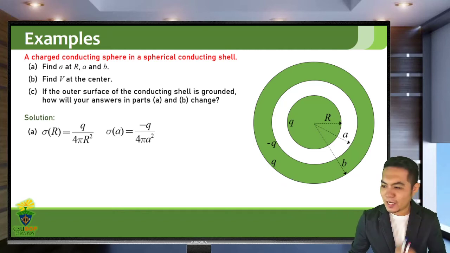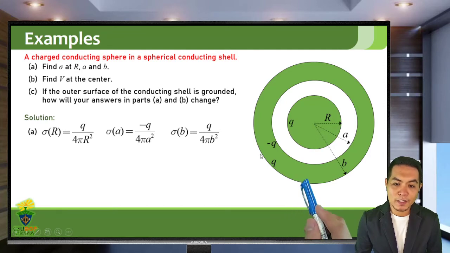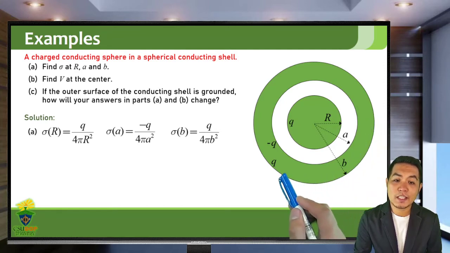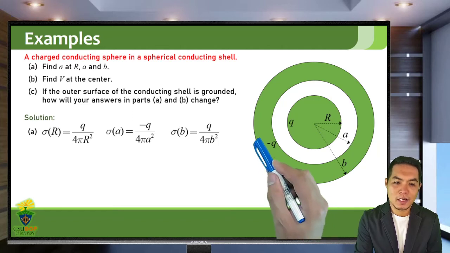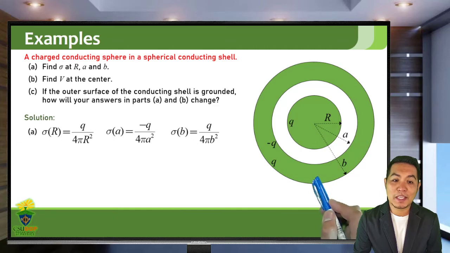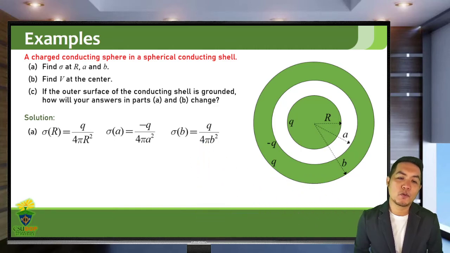Now for r equals B, the outer surface of the conducting shell, the total charge will be Q, and the total area will be 4 pi B squared. So the charge density will be Q over 4 pi B squared. Again, the assumption here is that there's a uniform charge distribution.